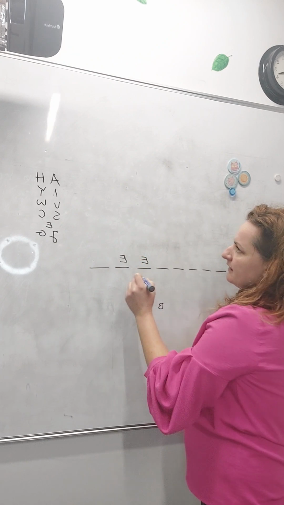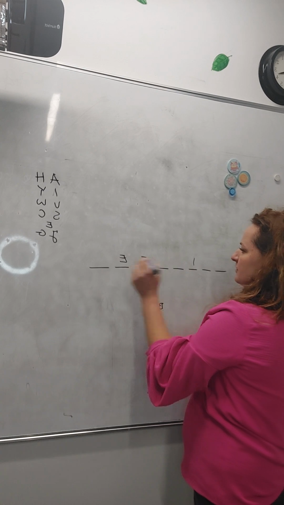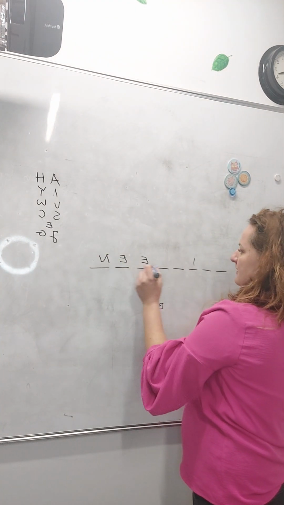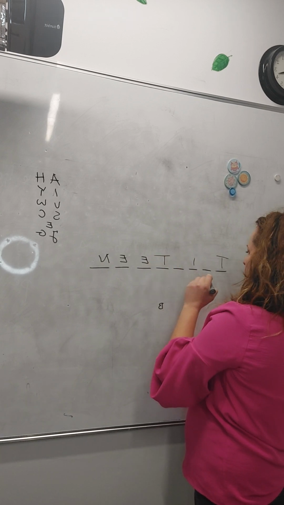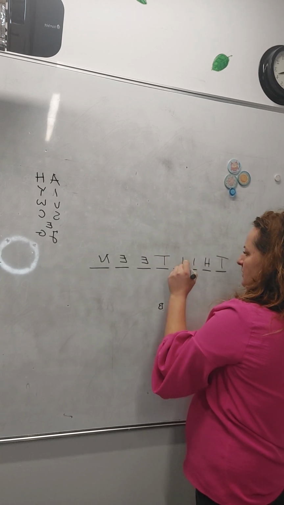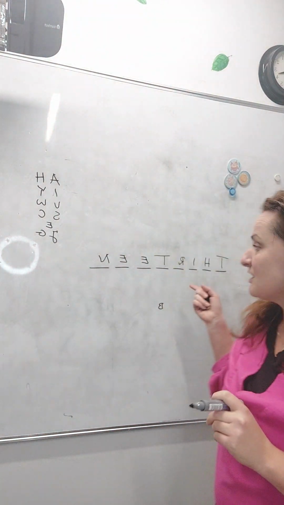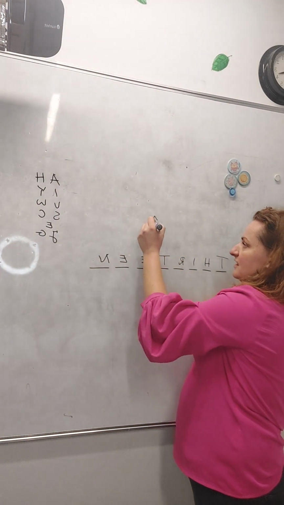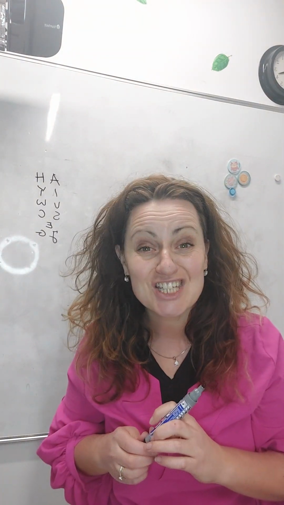E, E. I. Yes. T, N. Yes. T. Yes. Double T. H. And what letter is missing here? This one. Alright, now. So what number is this? 13. Our favorite number. Can everybody say 13?